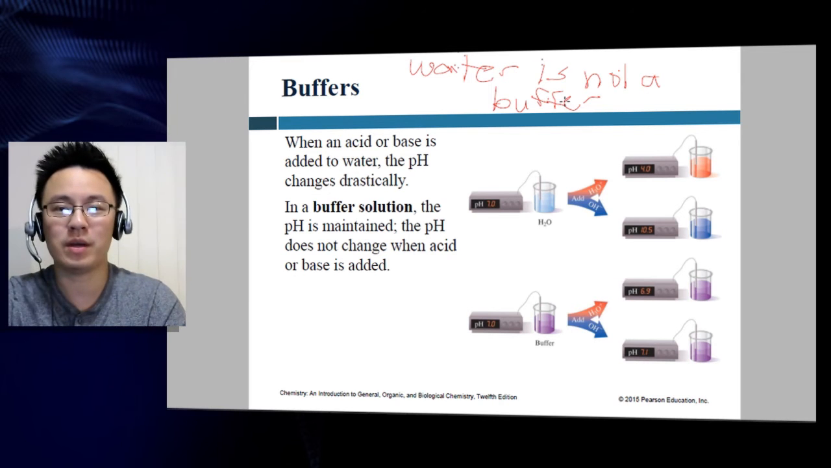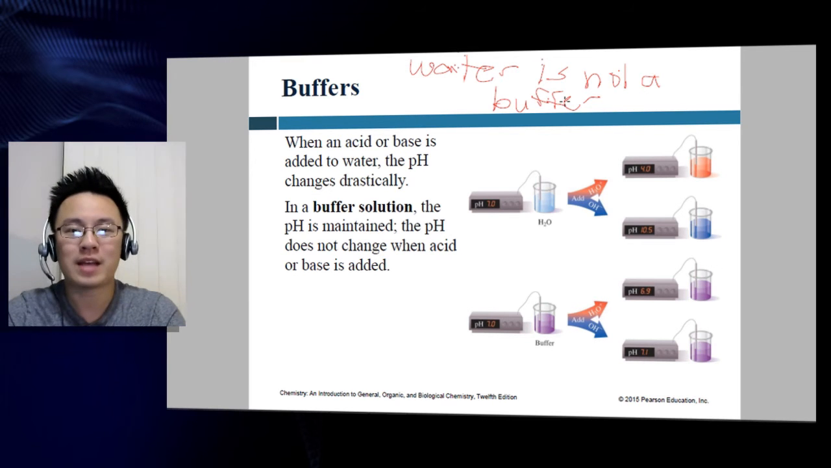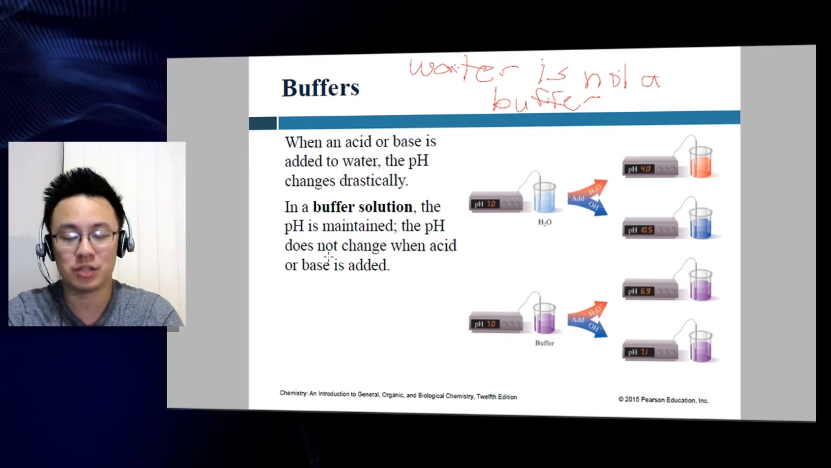Okay, water here is not a buffer. When an acid or base is added in a buffer solution, the pH is maintained. The pH does not change because the buffer molecule itself will either take up hydrogen ions or give back hydrogen ions into solution in order to maintain that pH level. Don't forget that pH is a measure of hydrogen ion concentration in solution.